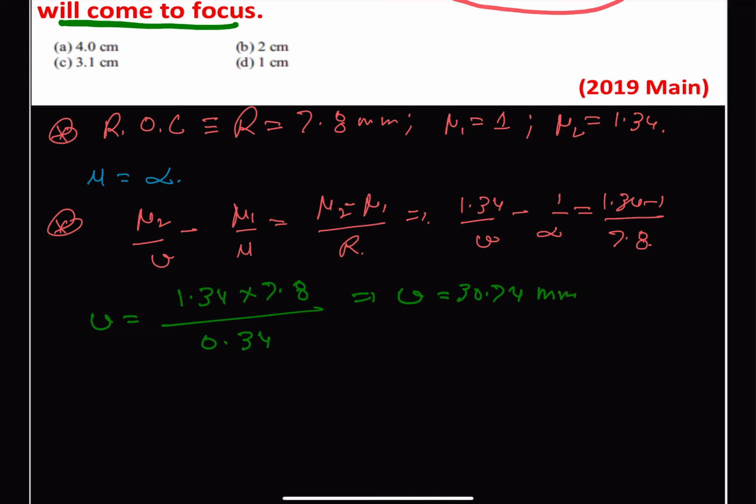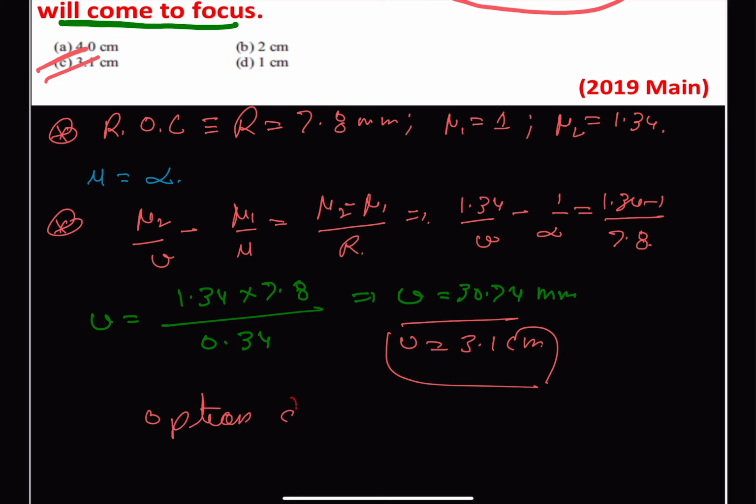and the answer is given in centimeters. So we can write that v will be equal to 3 point something, close to centimeters. So option number C is the correct one. Option C is correct. We come to the next question.